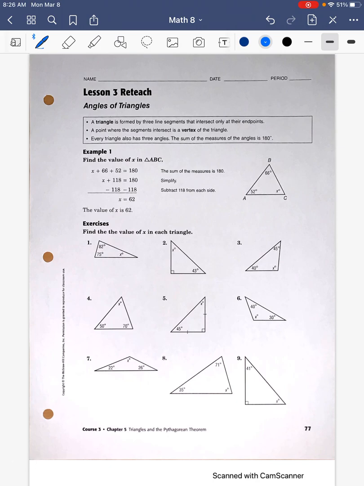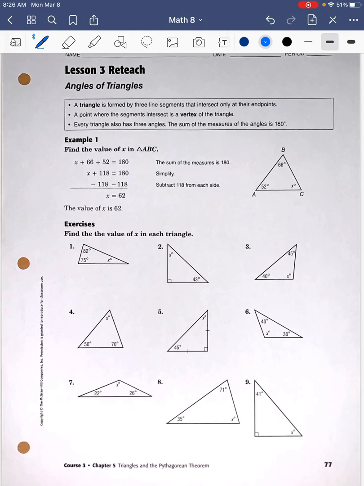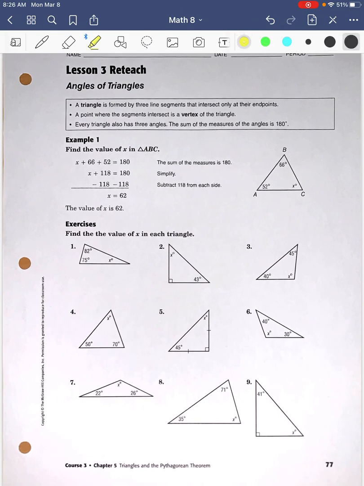And just some facts about triangles. A triangle is formed by 3 line segments that intersect only at their endpoints. A point where the segments intersect is called the vertex of the triangle, meaning like the corners of the triangle is called the vertex. And every triangle has 3 angles. The sum of the measure of the angles is 180 degrees.